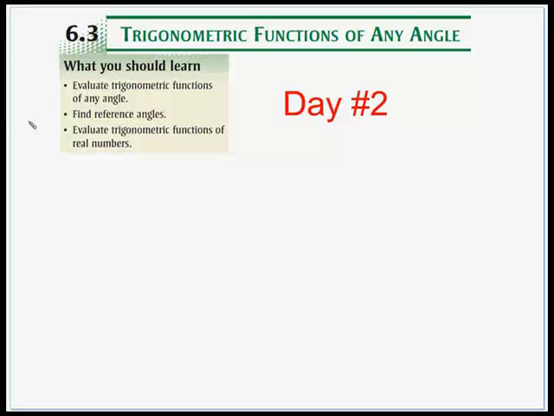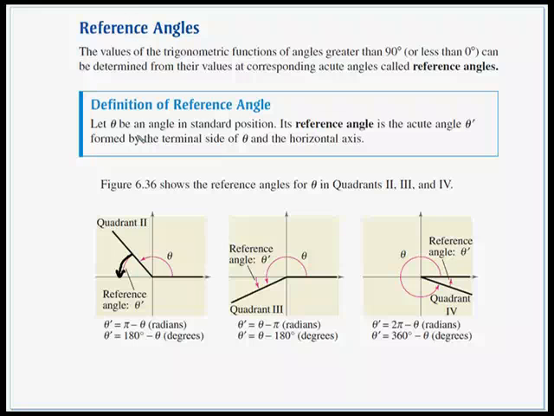Okay, in this video our main focus is going to be this second bullet point, finding reference angles. Reference angles: the values of the trig functions of angles greater than 90 degrees or less than 0 can be determined from their values at corresponding acute angles called reference angles. The definition says, let theta be an angle in standard position. Its reference angle is the acute angle theta prime, formed by the terminal side of the angle and the horizontal axis. And then down here they do give descriptions for finding these reference angles in quadrants 2, 3, and 4.